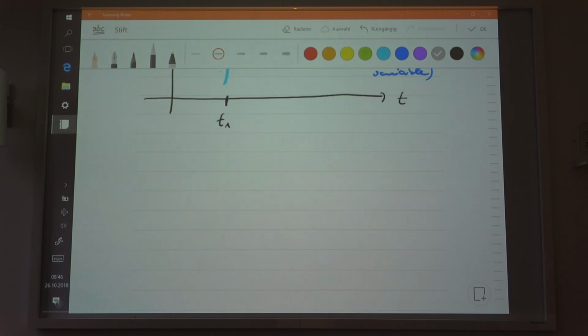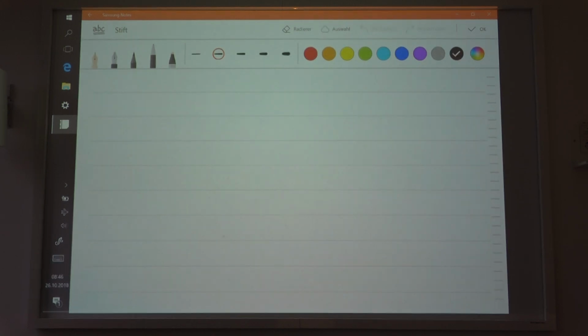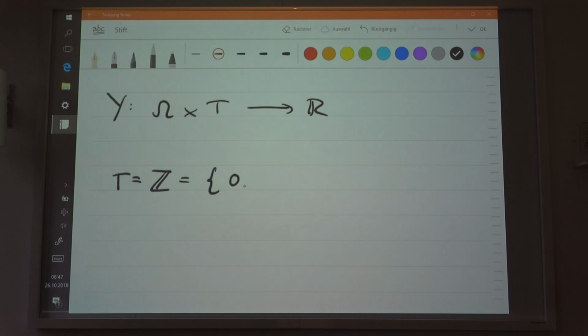As I said before, I'm going to come back to it. So here you have a function where you have a Cartesian product. This is what a stochastic process is again. If T is equal to the set of all integers, without loss of generality, you have the observation points 0, 1, -1, 2, -2, and so on.